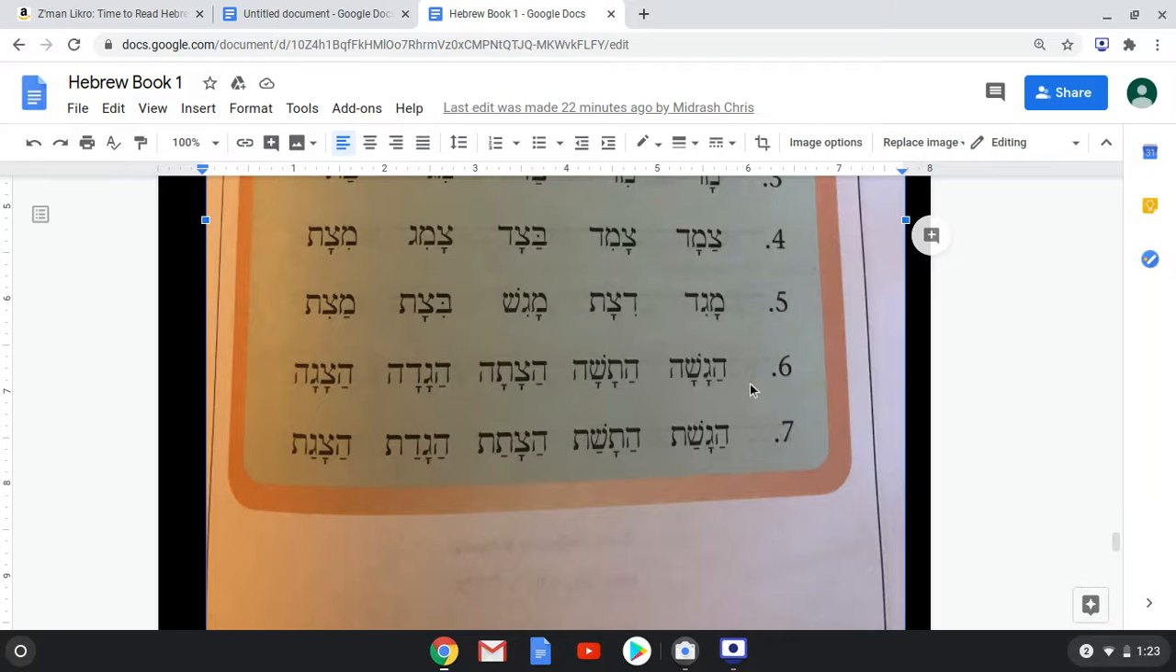Okay, 3 syllables now for 6 and 7. Down and over, down and over. Hagasha, Hatasha, Hatzata, Haggadah, Hatzaga.